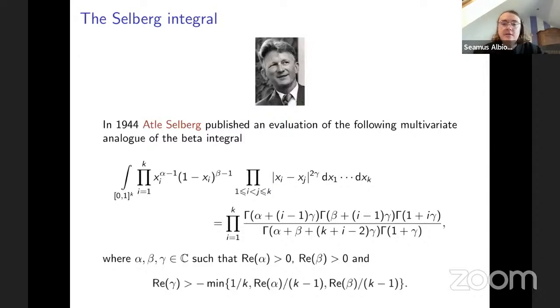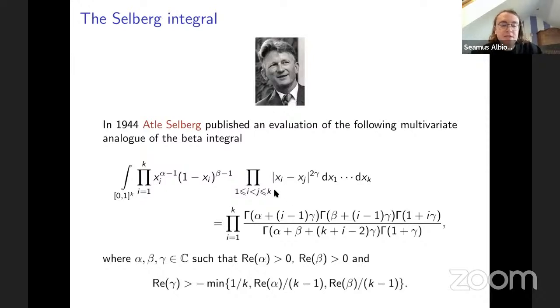You can see here, if you can see my cursor, it's an integral over the k-dimensional unit cube, where you take k times the ordinary beta integral density, but you pair it with this Vandermonde product type thing raised to the power 2 gamma. So you have a third complex parameter gamma now. And his observation was this still evaluates in a nice closed form, in particular as a product of gamma functions. That's what I mean by a nice closed form.